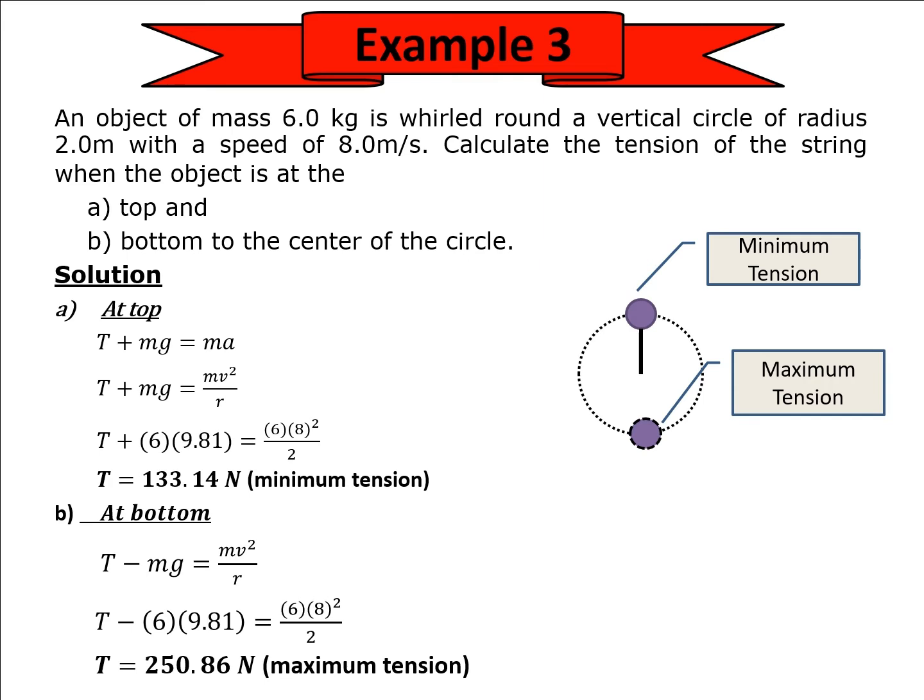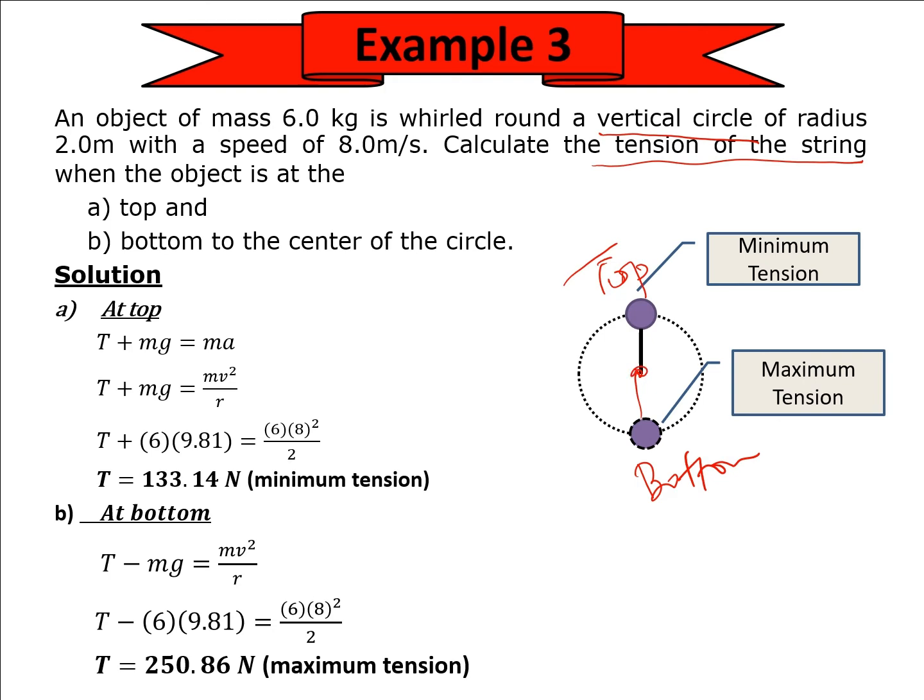Whereas example 1 moved horizontally, for example 3 we have an object tied to a string. It says a mass, an object of mass 6 kg is whirled around a vertical circle. So it moves on the Y axis, of radius 2 meters with a speed of 8 meters per second. Calculate the tension of the string when the object is at the top and at the bottom of the circle. So if it is at the top, what will happen to the tension of the string? And if it is at the bottom, what will happen to the tension of the string?